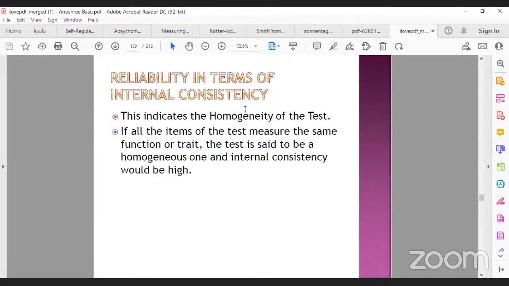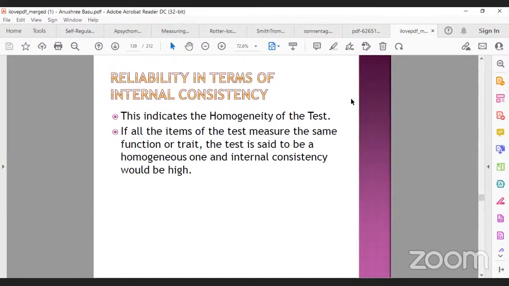Now we will talk about reliability in terms of internal consistency. Internal consistency means homogeneity of the test. Let me give you one more example of homogeneity. When you are cooking, have you seen a packet of gems? Do you think gems is an example of homogeneity? Yes, ma'am. How? Taste is the same.